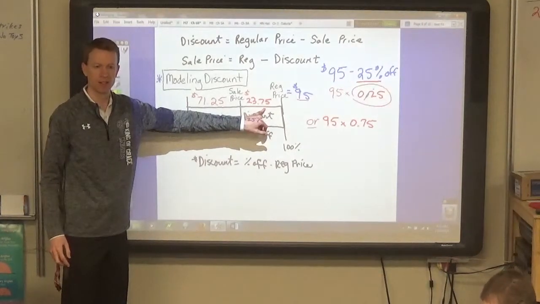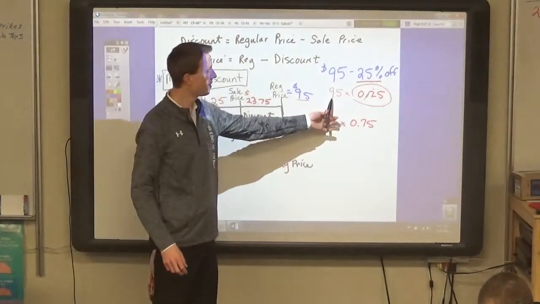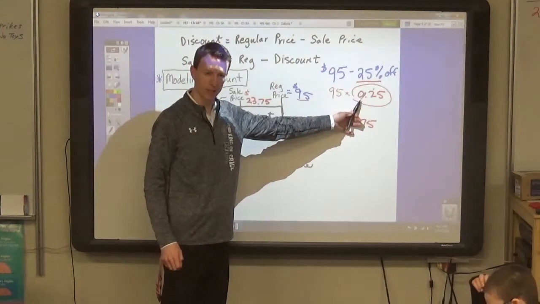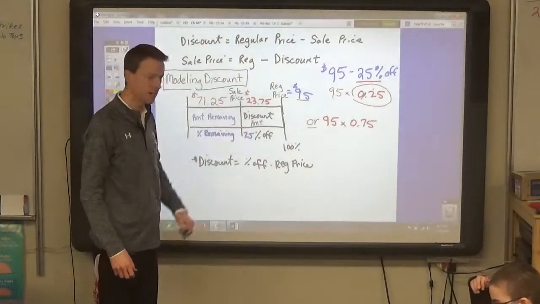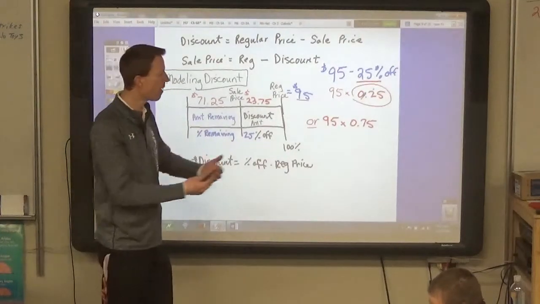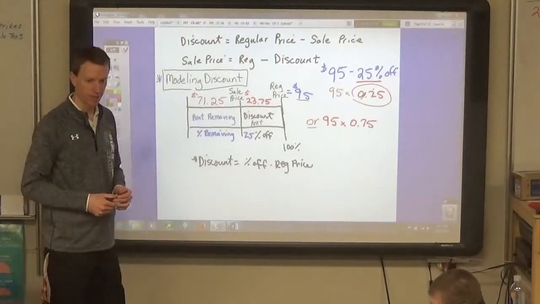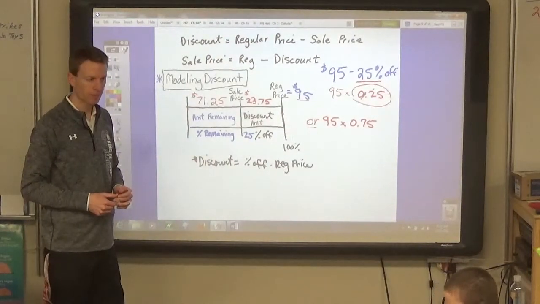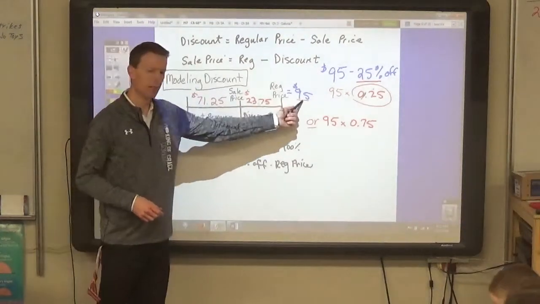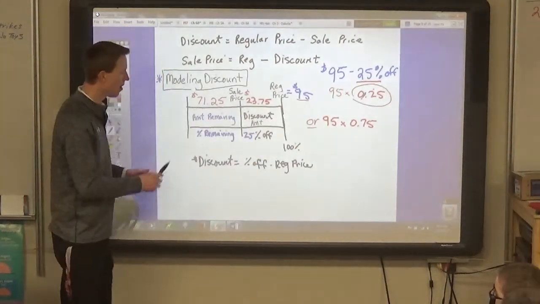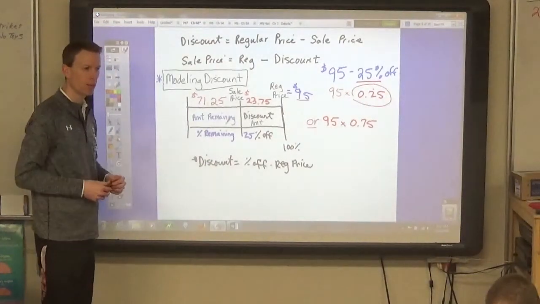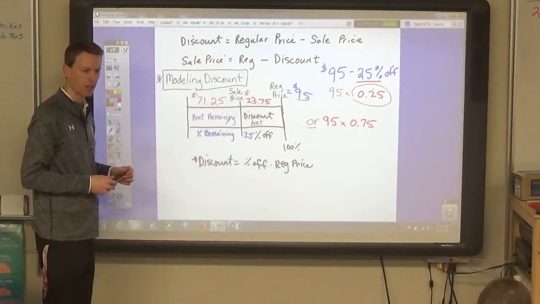Wait, can you explain that again? The regular price times 0.25 is the amount of the discount. That's the amount off. That's 25% off, okay? Then you subtract that from $95 and you end up with the remaining amount. That's the remaining amount that you're going to pay, $71.25, okay?